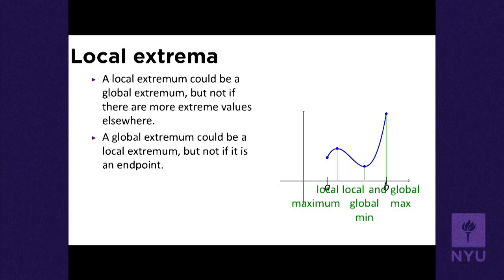Well, local extrema can be global extrema. For instance, this point here is a local minimum, and it's also the global minimum. Nearby, there aren't any function values less than this value, and that's what makes it local. But also, if you look at all the function values, there aren't any which are less than or equal to this value, so it is also global. A local extreme can be a global extreme.